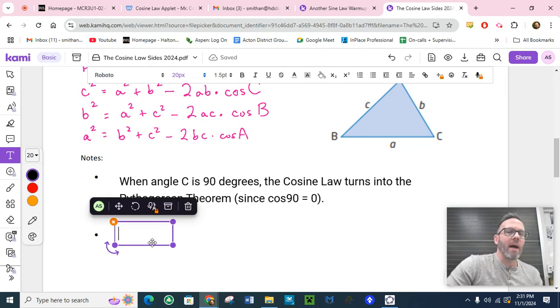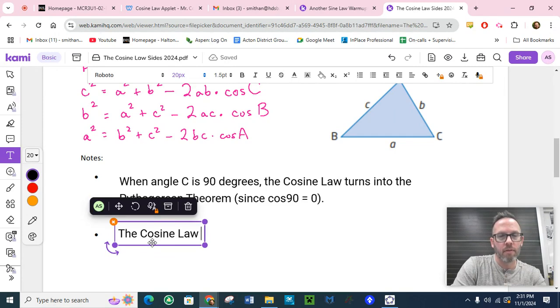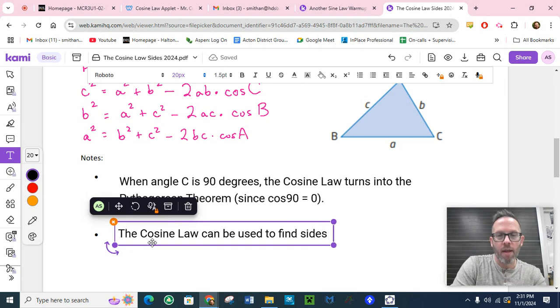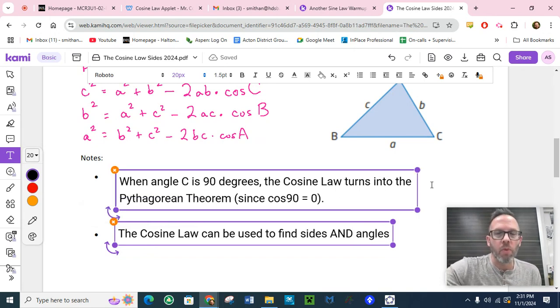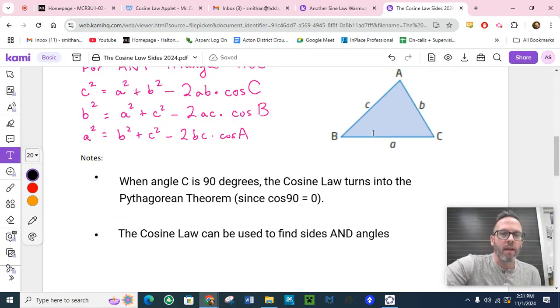And then I do want to add a second note to say this. The cosine law can be used to find sides and angles. But today, we're just going to focus in on doing sides. Sine law, I felt we could get away with doing sides and angles in one day. Cosine law, especially if it's new, I feel just requires a couple of days. So if we take our time, hopefully the 3 people are okay with that.